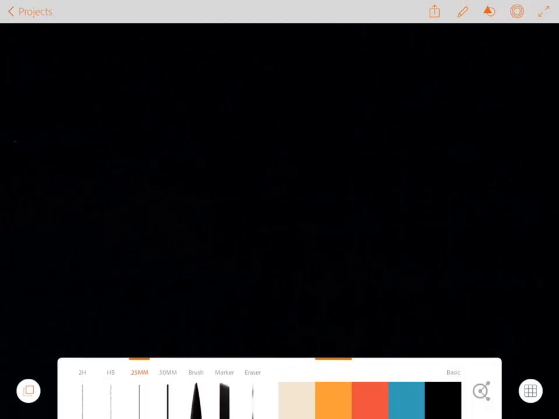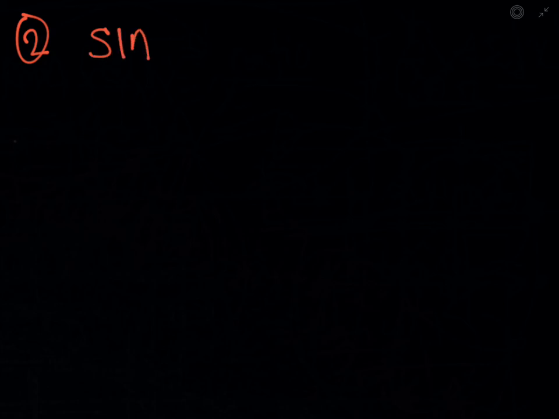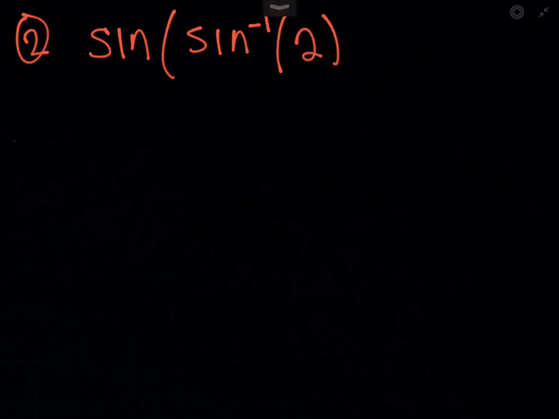All right, now we're going to do a little bit more tricky problem, and tricky is red because red is tricky. Oops, not problem 1, we're going to do problem 2. This will be our final tricky example. So let's say we have the sine of the inverse sine of 2, right?